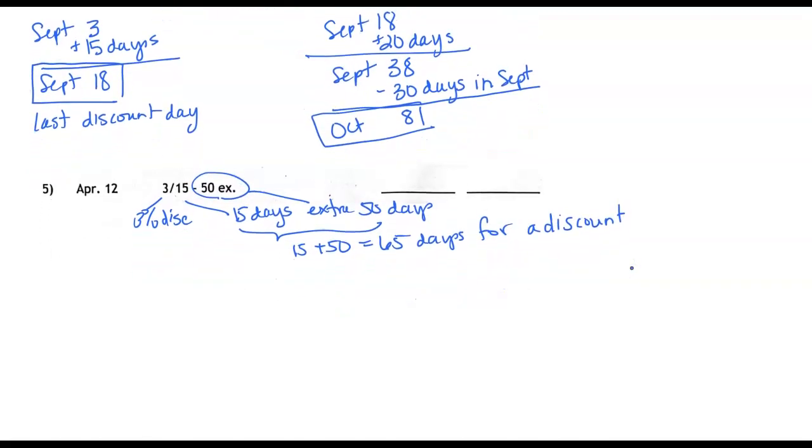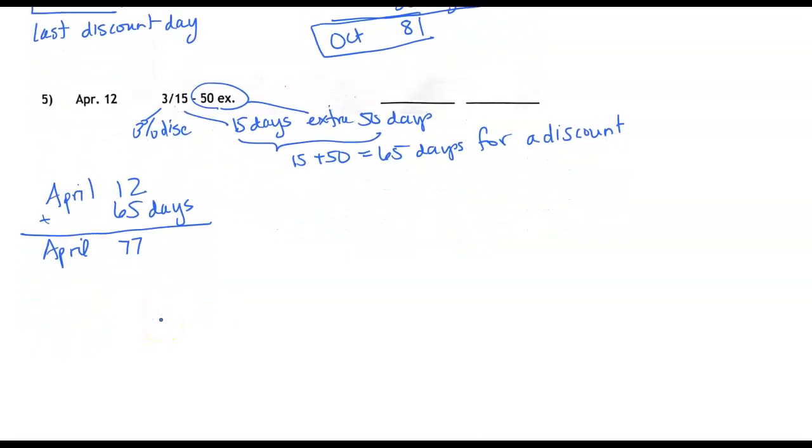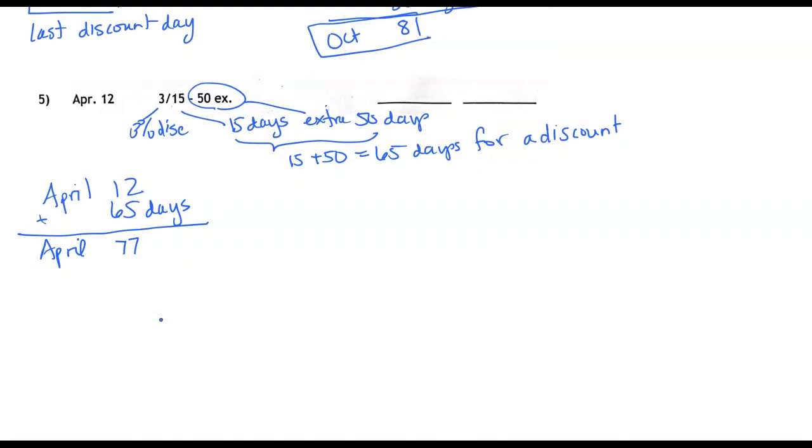So for us to calculate that first discount day, we're going to start with April 12th. They didn't give us any other reason to not use April 12th. We didn't have a receipt of goods code. We didn't have an end of the month code or an as of date. So we're going to go back and use that April 12th and add 65 days. That gives us April 77th. You probably noticed that April 77th doesn't exist in the calendar.